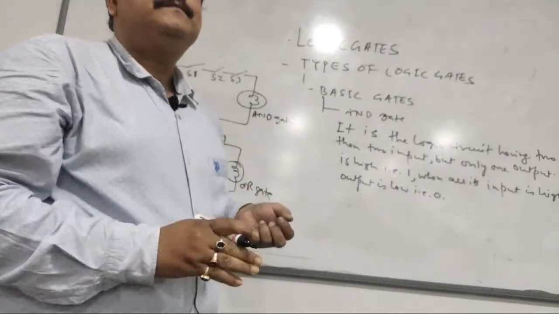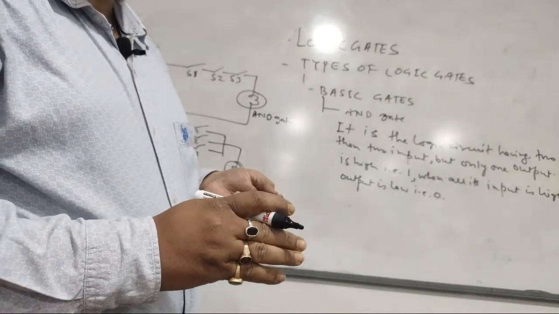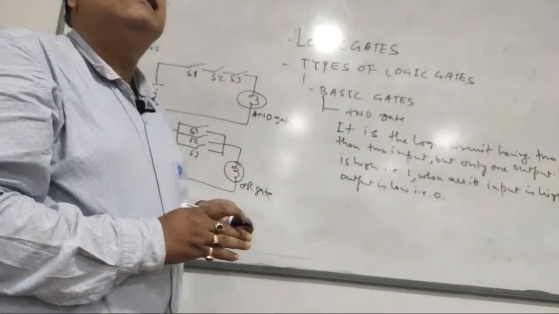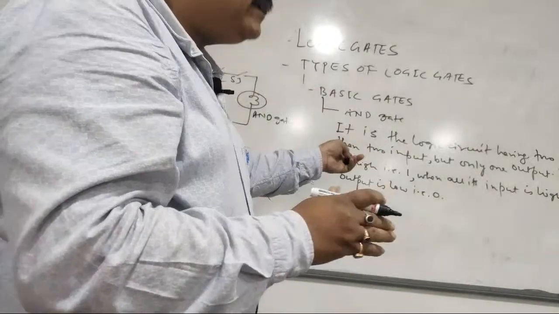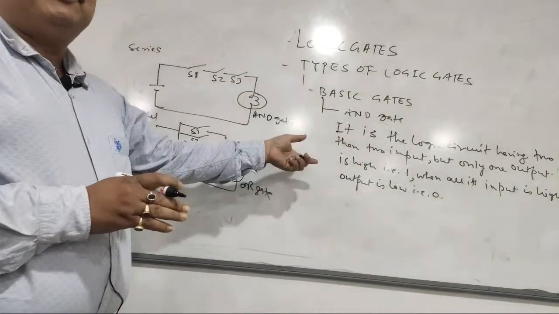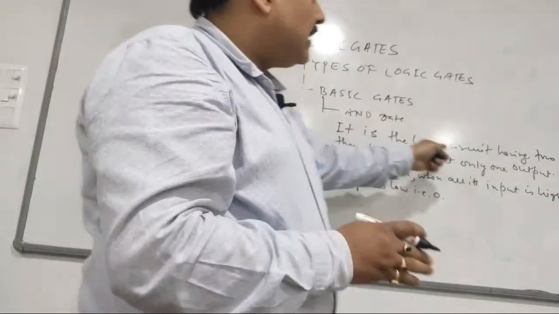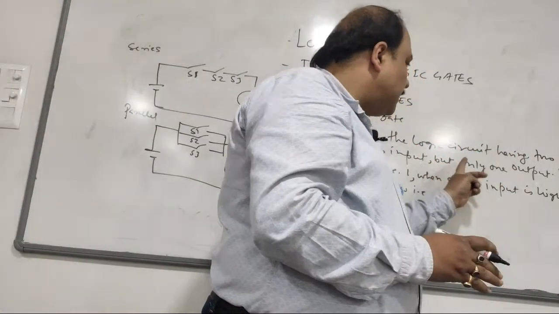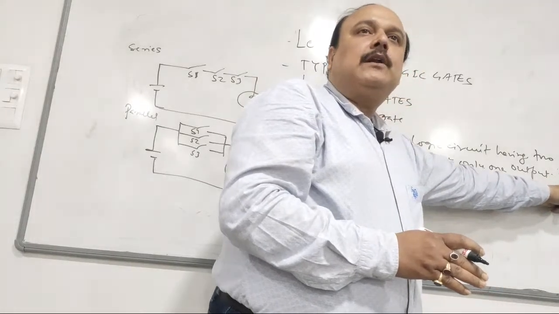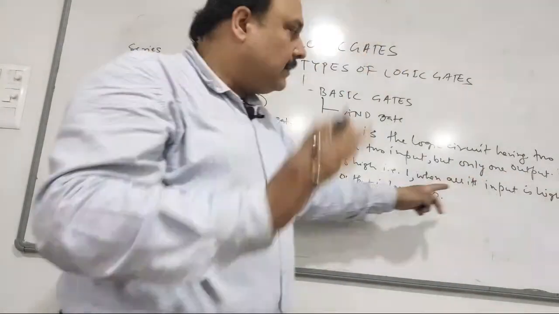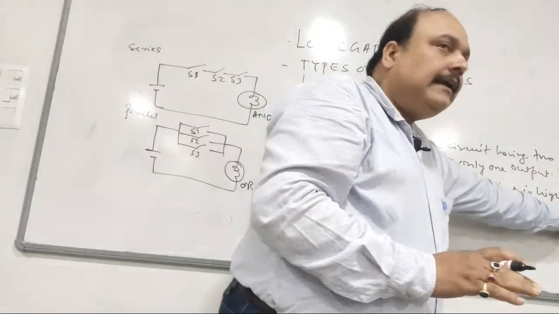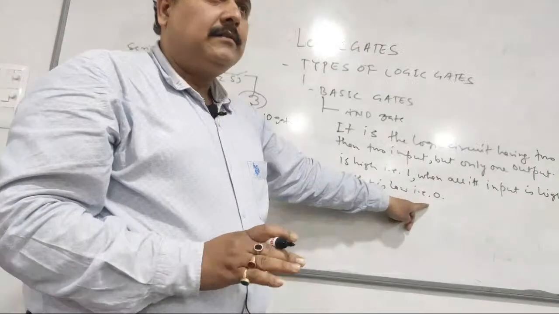Any query regarding the symbol? Regarding the symbol, I will come after completion of the definition. I just discussed the characteristics. So it is a logic circuit having 2 or more than 2 inputs, but only 1 output. And what is the output conclusion? Output is high, that is 1, when all its inputs are high. Otherwise, output is low, that is 0.